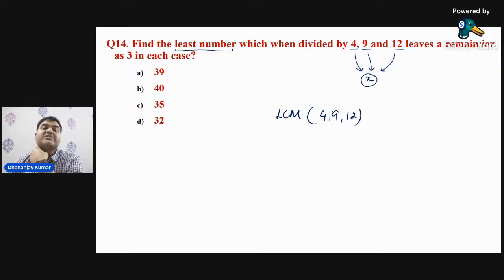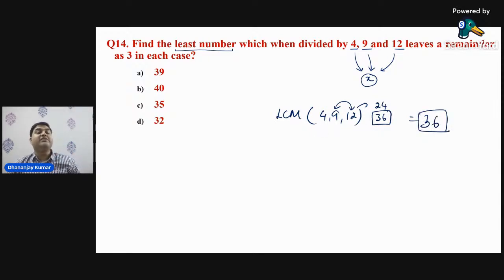Find the LCM and tell me what the LCM is. 12 cannot be divided, so 12 into 2 is 24. Can 9 divide 24 completely? No. So 12 into 3 is 36. Whether 9 can divide 36? Yes, 4 times. And 4 can divide 36? Yes, 9 times. So 36 is going to be the LCM of 4, 9 and 12.